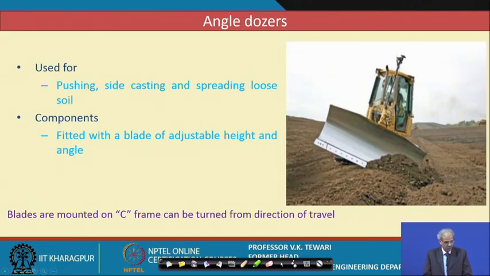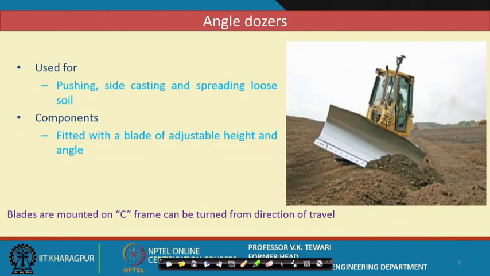Angle dozer. What is the job of this? At what angle? It is used for pushing, side casting and spreading loose soil. Sometimes we would like to keep the material at an angle from a corner or from a location. So, this is used for that.